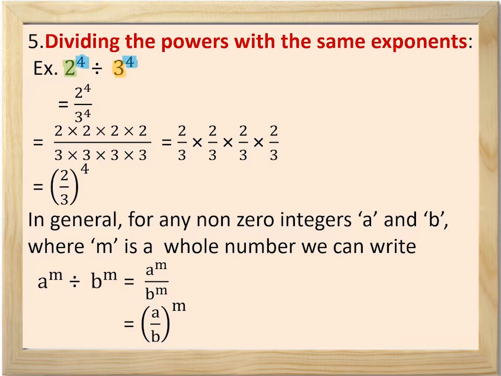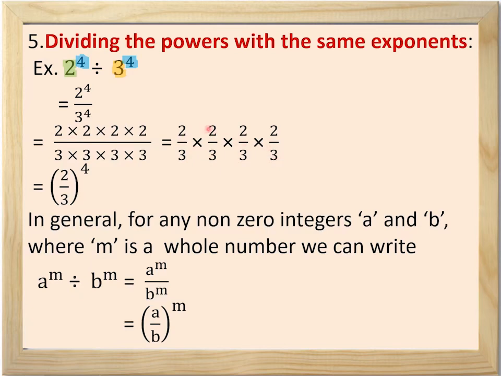Now, children, I can write this 2 raised to the power of 4 divided by 3 raised to the power of 4 as 2 raised to the power of 4 by 3 raised to the power of 4. Yes, but 2 raised to the power of 4, I can write it as 2 multiplied to itself 4 times, and 3 raised to the power of 4, as 3 multiplied to itself 4 times. Now I can write this like this, 2 by 3 into 2 by 3 into 2 by 3 into 2 by 3. Yes children, can I write like this?